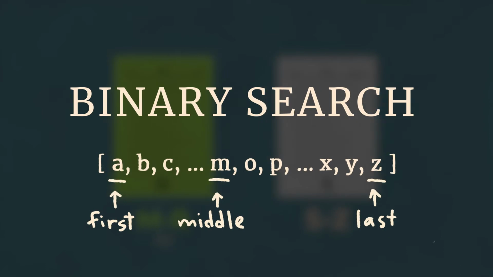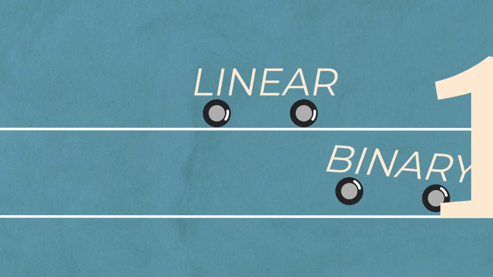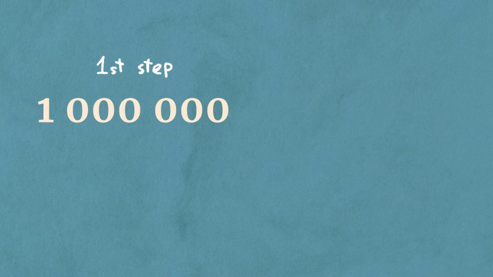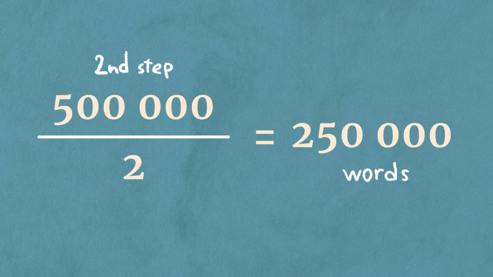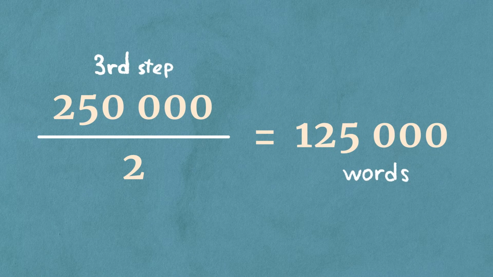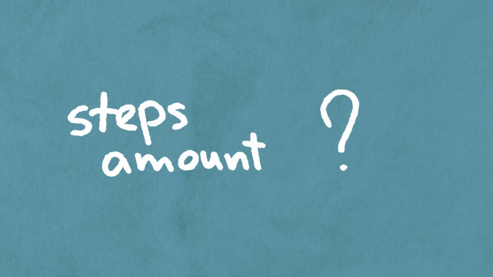Is binary search slower or faster than linear search? Let's see. If there are 1 million words in the dictionary, only 500,000 words will remain after the first step. After the second step, 250,000 words will remain. This process continues until you find the word. So, how many steps will it take to reach that one word? The answer is 20. But how do we know this?